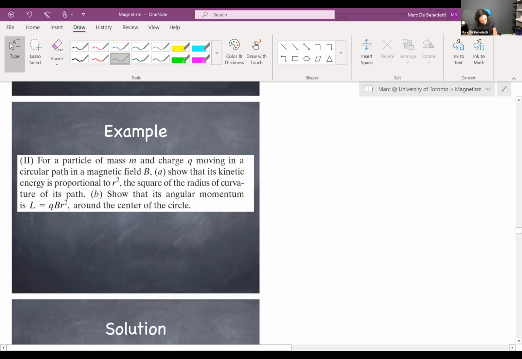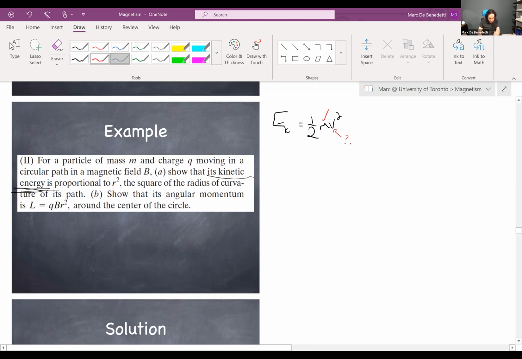Okay, I don't really know where to start. I know they're asking for kinetic energy, so I'm just going to start by writing out kinetic energy. That's 1/2 mv squared. What do we know? The mass of the particle m, so we know m. Do we know v? No, we don't know v. So that's the problem. We don't know v.